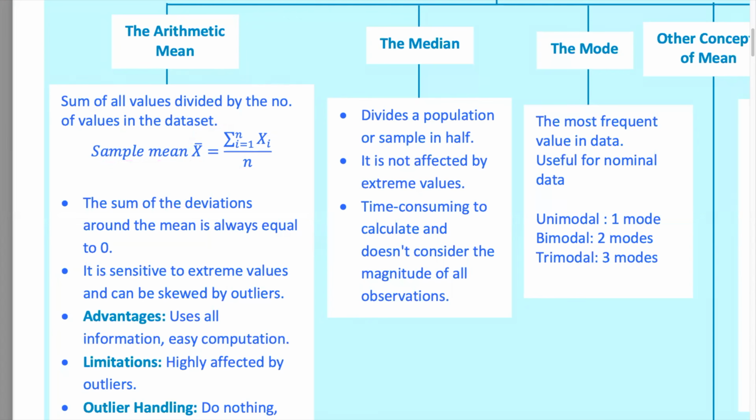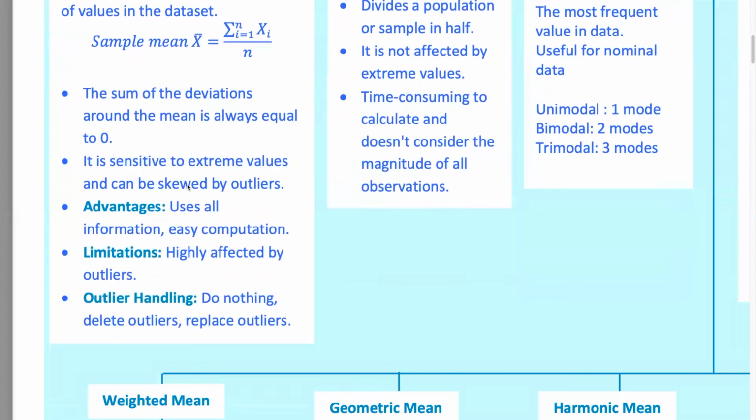Now, a couple of things to remember about the arithmetic mean. Number one, the sum of deviations around the mean is always 0. Number two is about sensitivity to extreme values. The arithmetic mean can get thrown off by outliers, which are those really high or low values. Speaking of outliers, these are extreme values that can mess with your data.